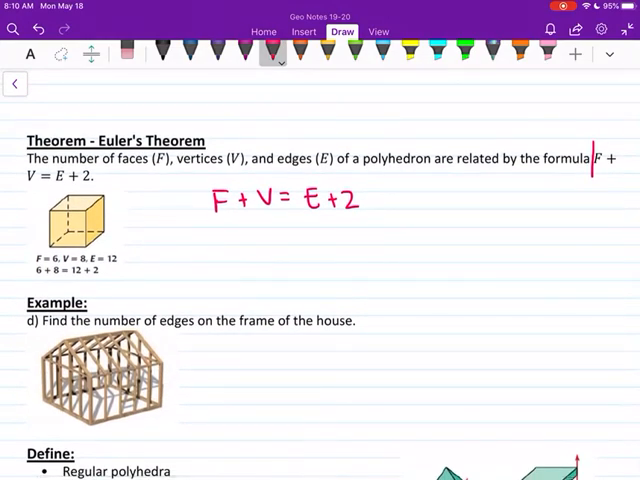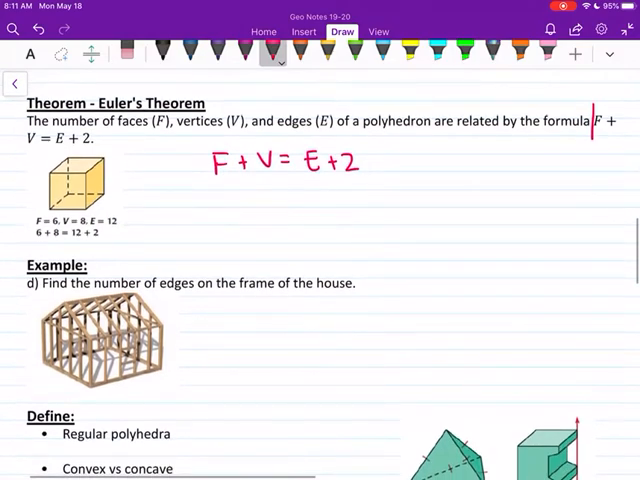We are not going to prove this theorem. We're just going to believe Euler because he's some old genius mathematician, so usually they're right. It's stood the test of time. For our next example, find the number of edges on the frame of the house. Well, this looks more like a shed, but it's a basic house.